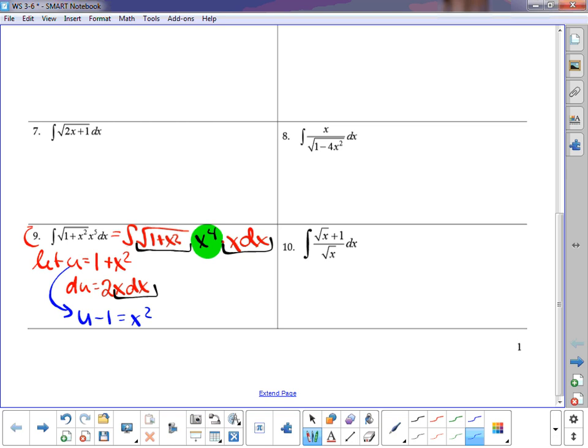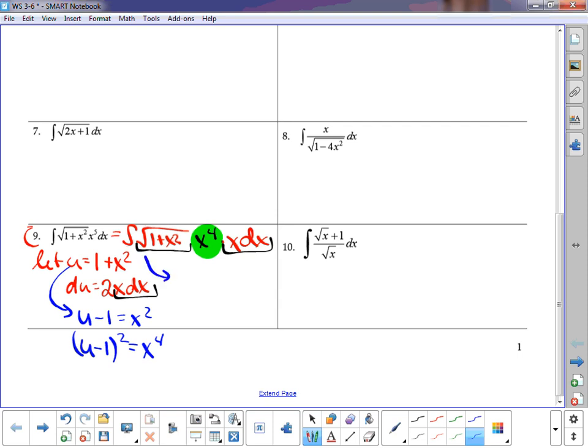But I don't need x squared, I need x to the 4th. So let's square both sides. So u minus 1 quantity squared would be x to the 4th. Does that make sense, what just happened? Now I have all the pieces necessary to rewrite my integral.